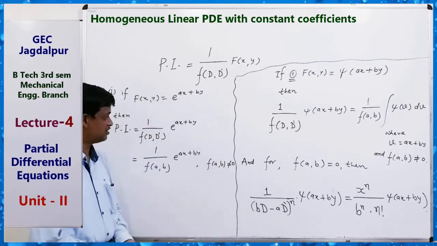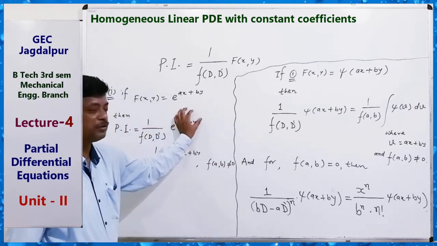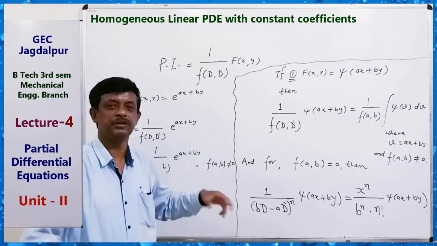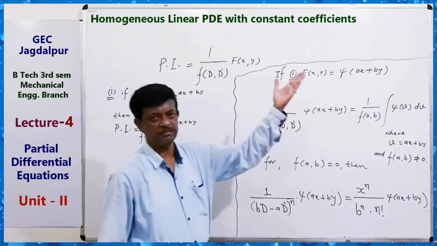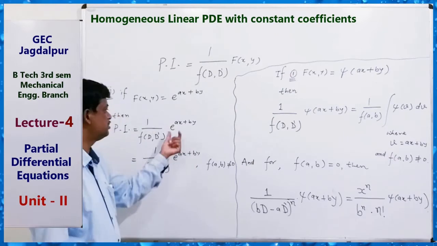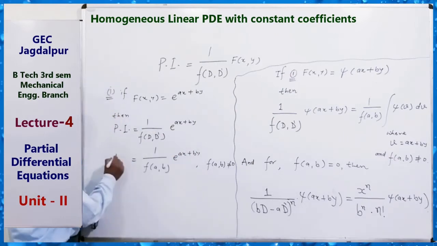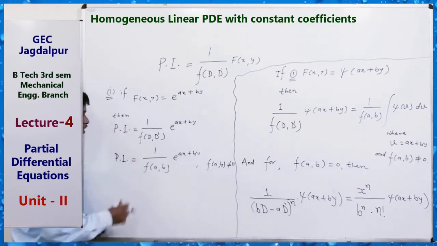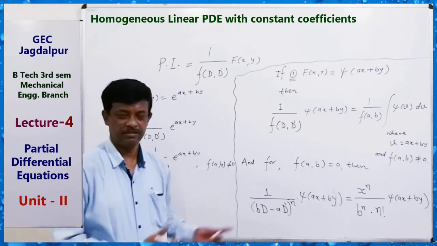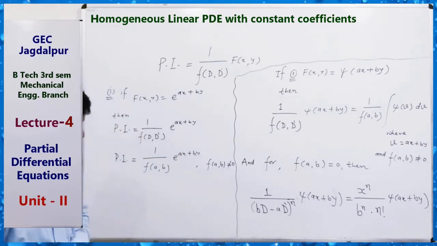Very simple, because this is a single e to the power v. Integration of e to the power v, e to the power v, e to the power v: however many times you integrate, you will get e to the power v. E to the power v means e to the power ax plus by. That is the particular integral equals this, when f(a,b) is not equal to 0. Simple. Clear?